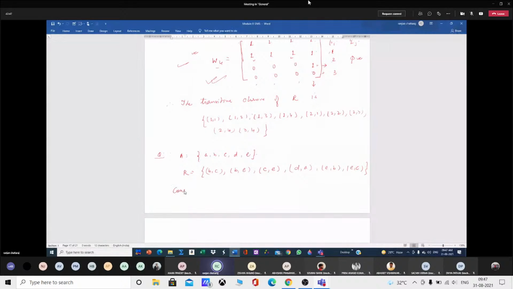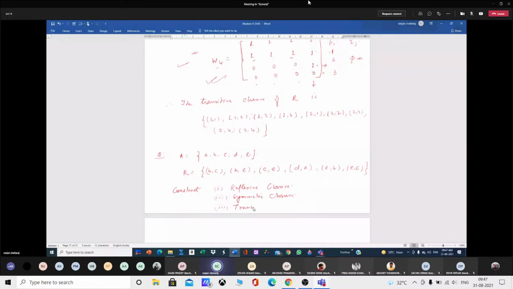Construct first the reflexive closure, second the symmetric closure, and third the transitive closure.